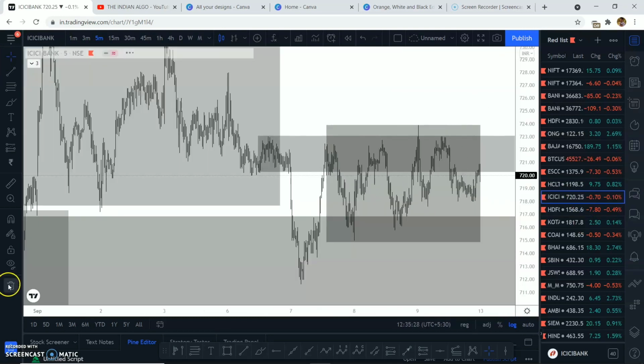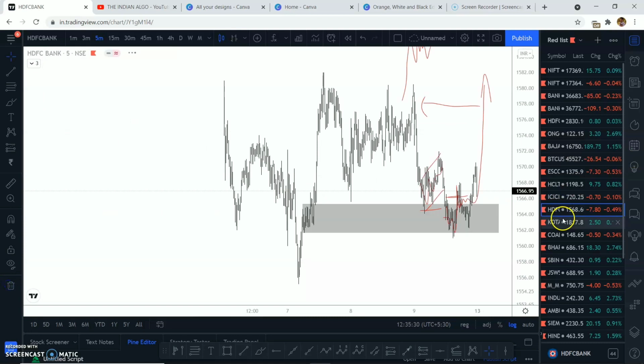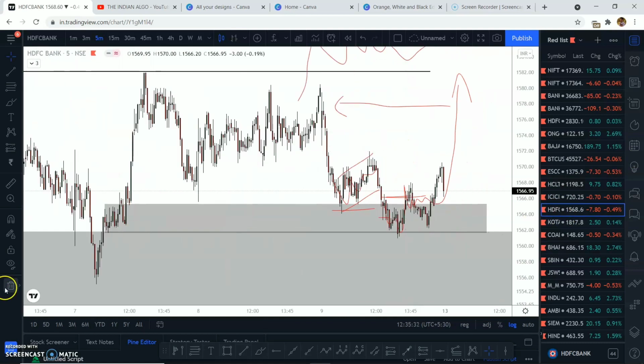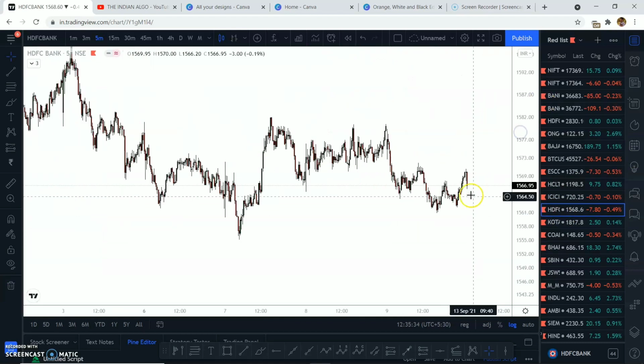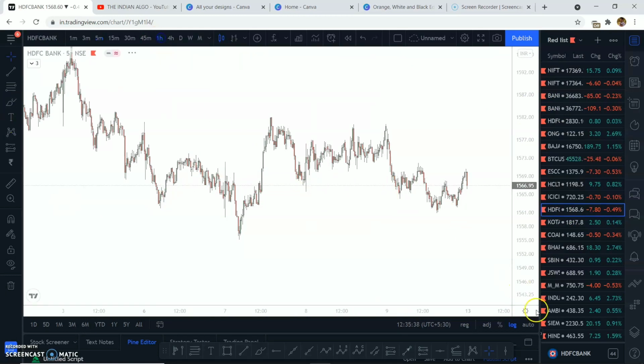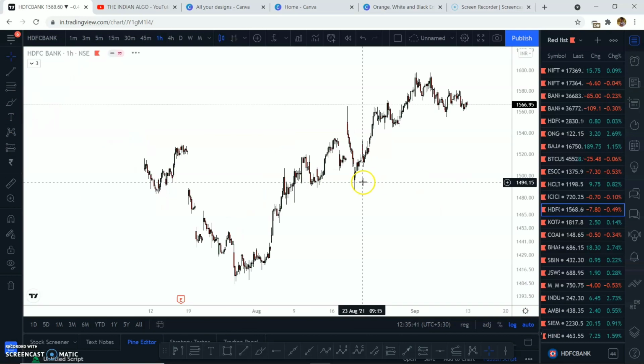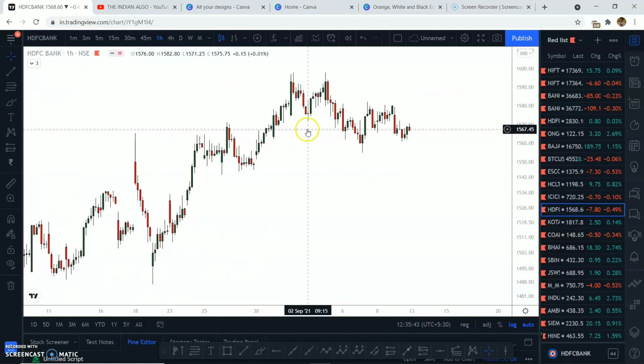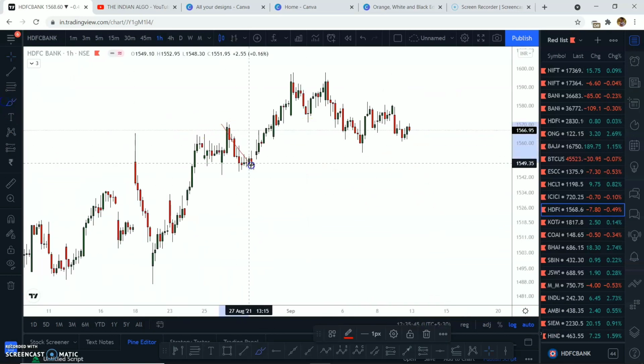All right. Let's go to HDFC Bank. So HDFC Bank definitely seemed bullish. Let's understand the 1 hour time frame trend in HDFC Bank. Obviously, we have this area. The price has moved higher. The price has come around this area.